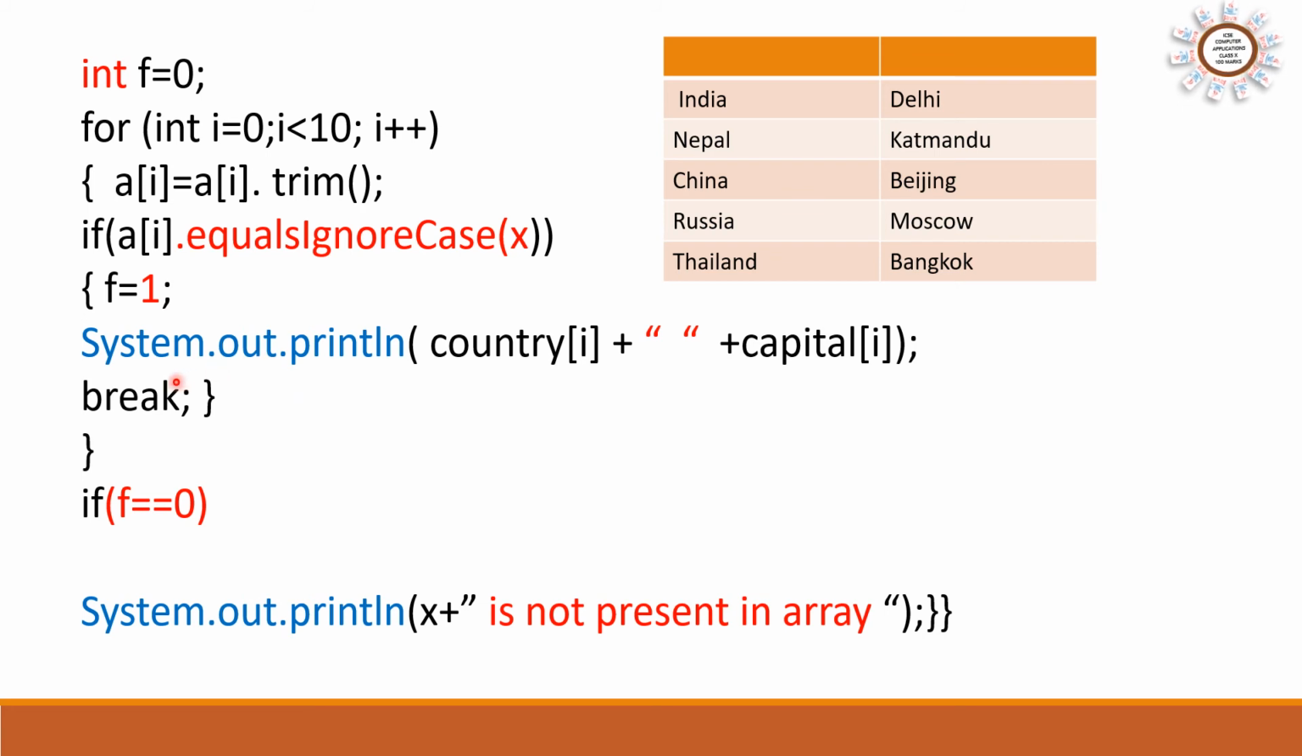So in this case we are printing in between. This way also we can do. If we are getting the country, the capital name is printed, and the index number also we can print: the country is found in index i. So that way also we can do.